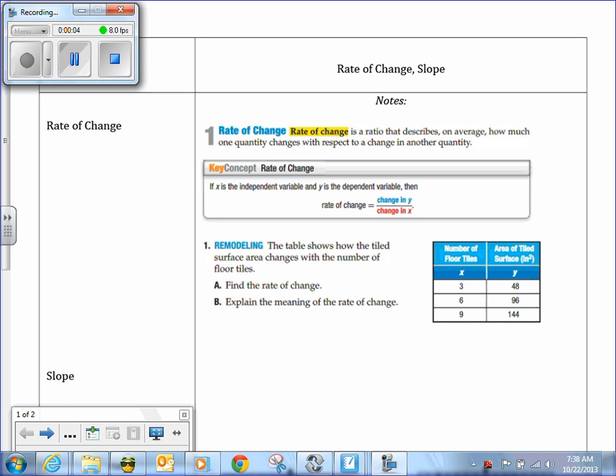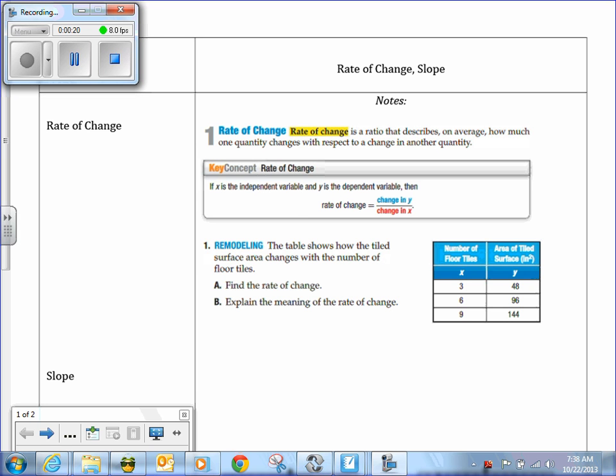Right, today we're going to talk about rate of change and slope. Now we're really starting to get into some of the major aspects of algebra, and this is going to help us along the way when we're graphing lines, when we're figuring out different things.